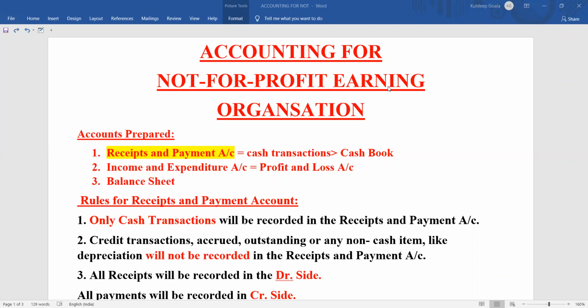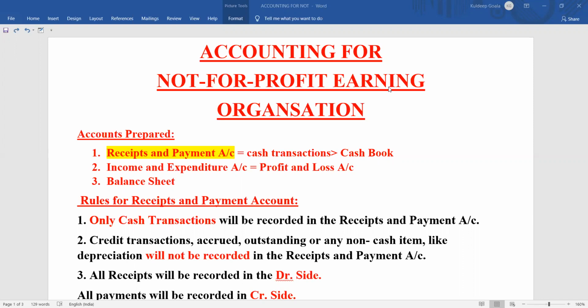This is a chapter where we're going to learn about those types of organizations which are formed with the motive to serve the society rather than to earn profit. Okay, their motive is to provide service to society. Profit earn करना नहीं, society को service provide करना.